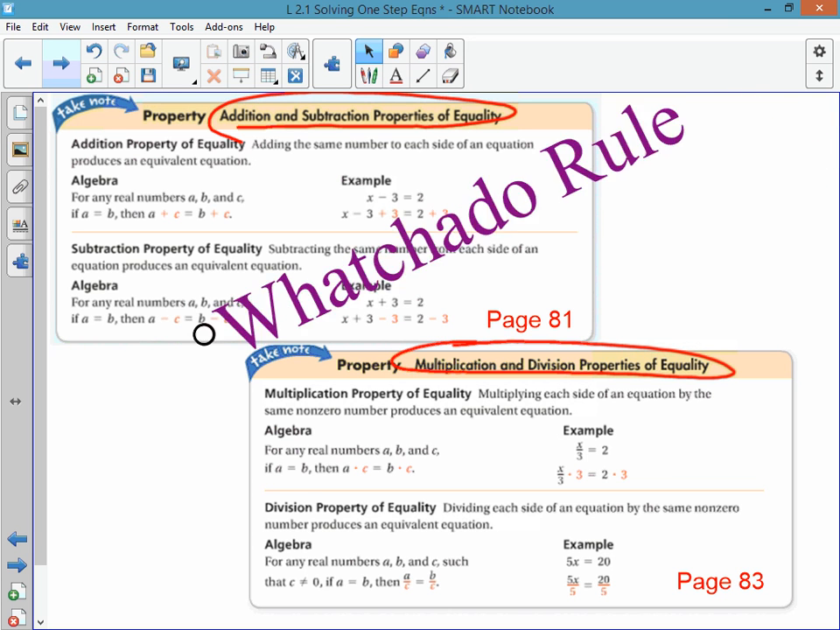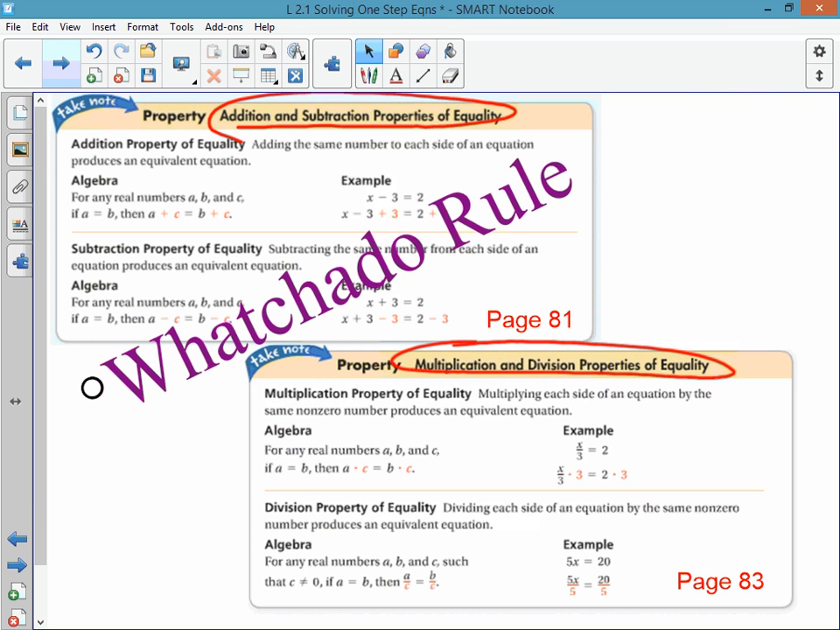I call it the what you do rule. What you do on one side of an equation, you always do on the other side. If you add on one side, then you're going to add on the other side. If you subtract, or if you multiply or divide on one side of an equation, then you'll do the same thing to the other side. So, you don't have to take Cornell notes.